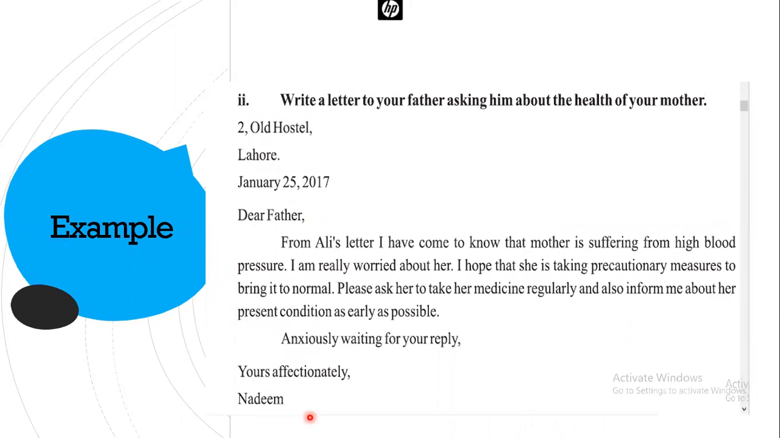Next is write a letter to your father, asking him about the health of your mother. So here again, we are going to use the address, but like I said, you're going to use an address for the examination hall. Then dear father. Remember to keep an eye on the punctuation marks here. Do not forget to put or insert the punctuation marks correctly. And then obviously yours affectionately, nothing else.